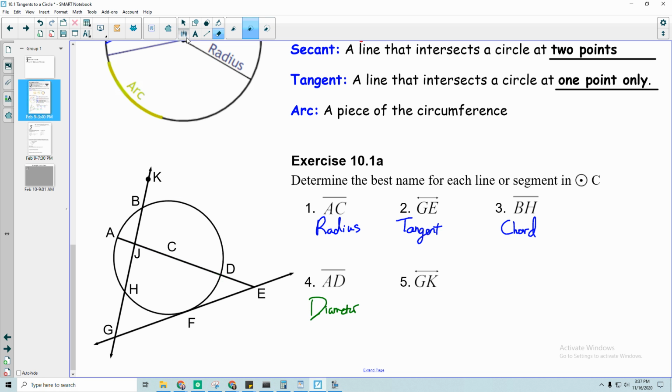Okay, and the very last thing here is line GK. So that is going to include the arrows on both ends this time, and it does hit the boundary of the circle at 2 spots, so this would be a secant line.